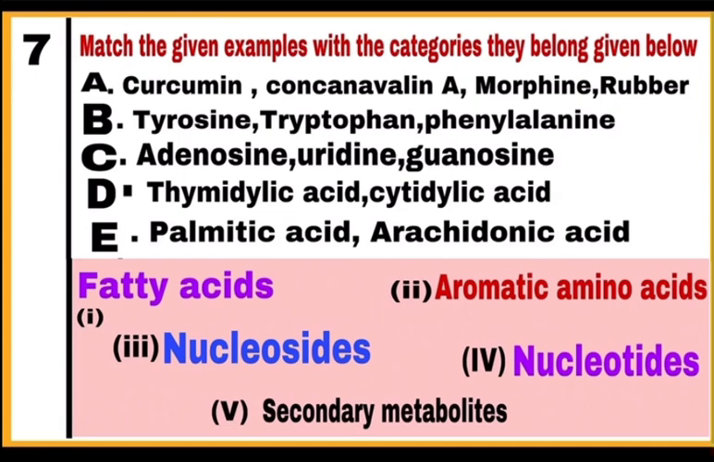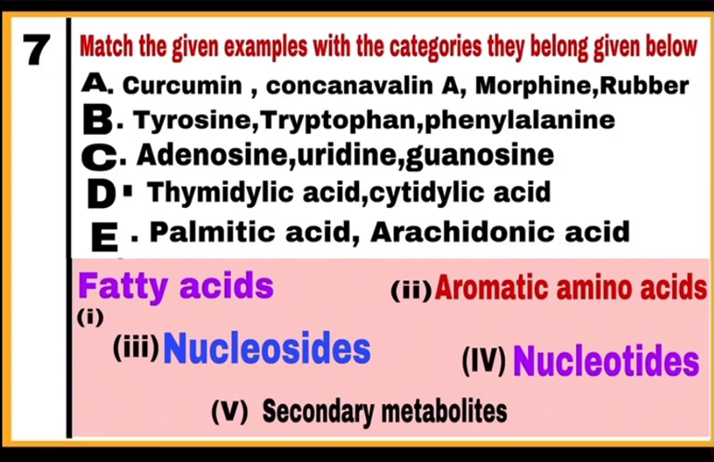C. Adenosine, uridine and guanosine. They are nucleosides formed by combination of sugar and nitrogenous base. D. Thymidylic acid and cytidylic acids. They are nucleotides formed by combination of phosphate, sugar and nitrogenous base.